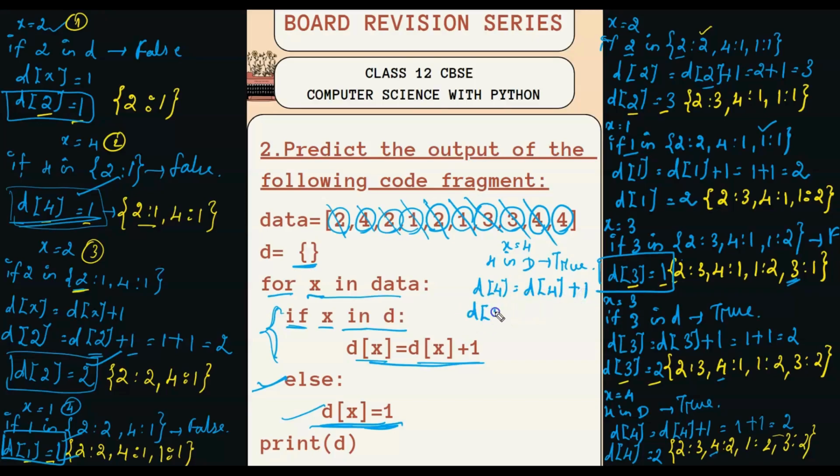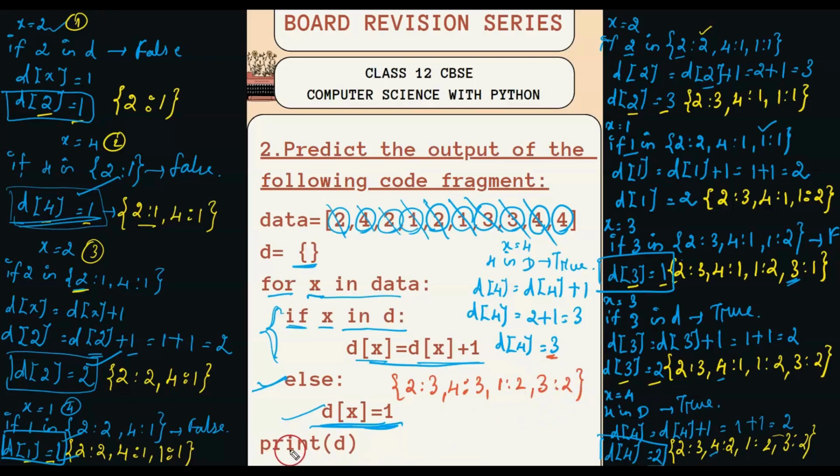So what is d of 4? We already know that d of 4 is 2, which we have worked out on the previous steps. 2 plus 1 means 3. So d of 4 is equal to 3. Now let me write the updated dictionary. The final updated dictionary is 2 is to 3, 4 is to 3. So the new value of 4 is 3. And then 1 is to 2, 3 is to 2.